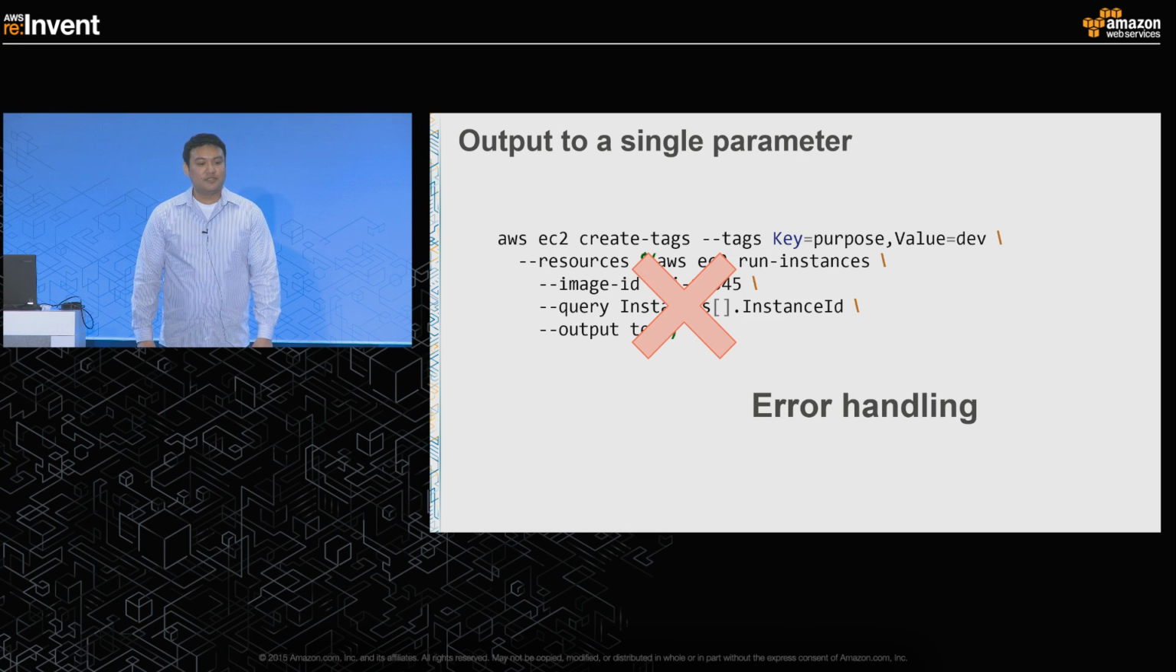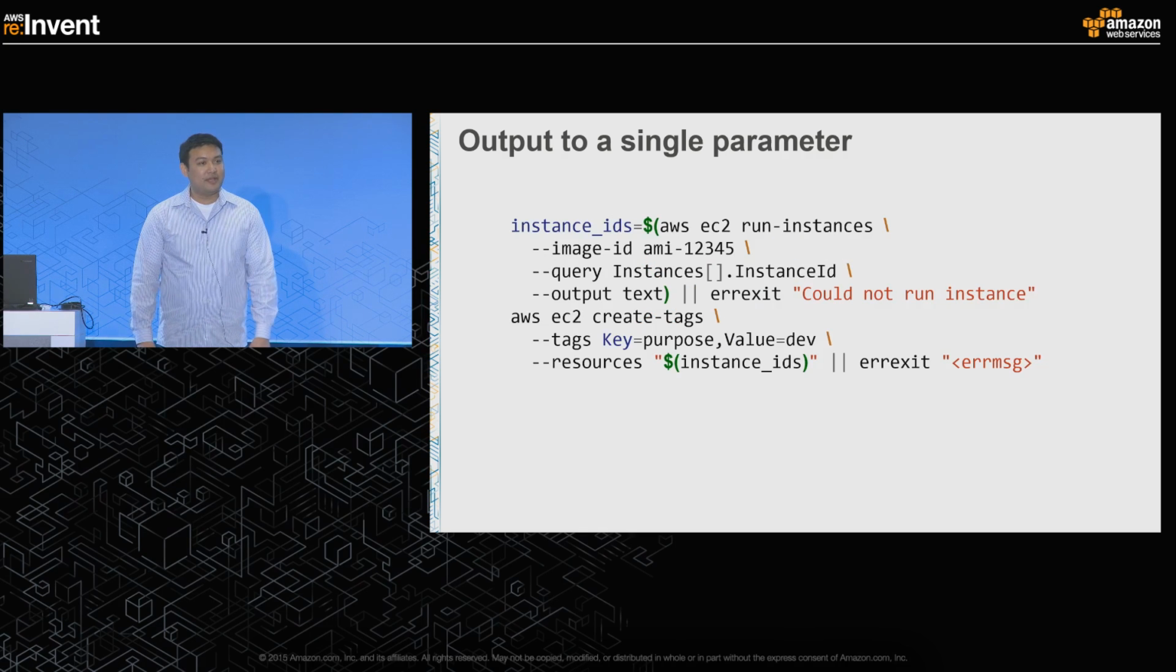So if you're running a shell script, probably the most common way I see this done is to use this pattern. There's a few ways to do it, but you explicitly call out each thing. So you're looking for the instance IDs from run instances, and then you use that value and create tags as that resource value.